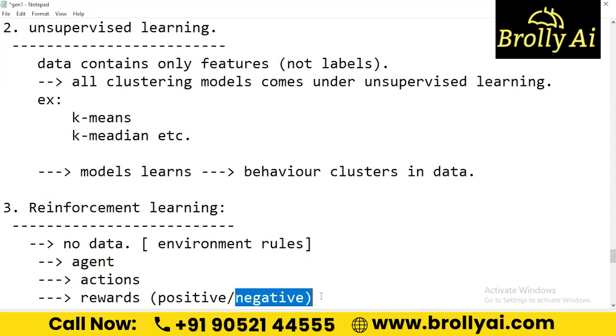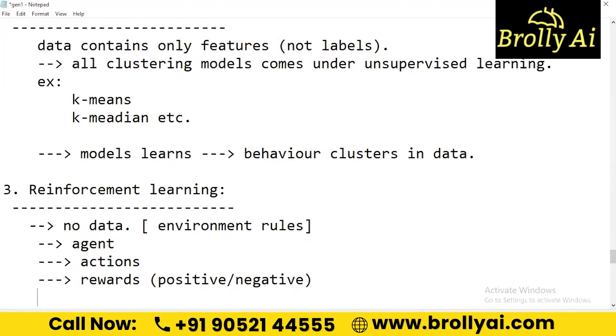Understand? So this is the agent's learning style. Got it. That means here the agent's goal is always to try to improve rewards. Got it.